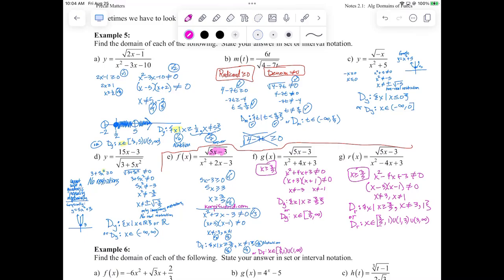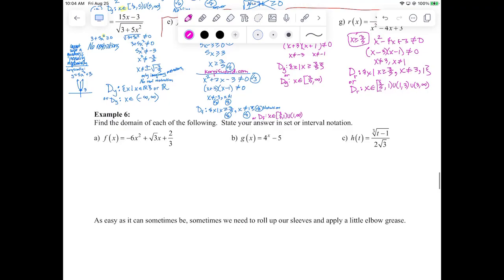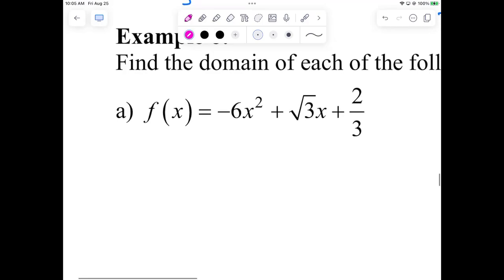If you want to look at example 6 and start thinking about it, it's the exact same instructions. Find the domain, state it in set or interval notation. See if you could do A on your own. We want to clear those two hurdles and those two hurdles only, right? Are we ever dividing by 0? Are we ever taking the square root of a negative? If we clear those two hurdles, life is good. Domain would be all real numbers. Otherwise, we have restrictions.